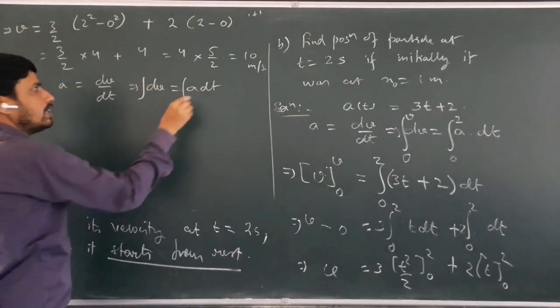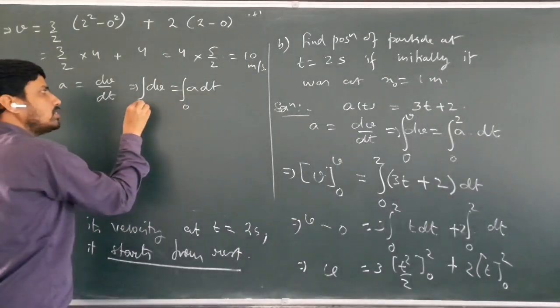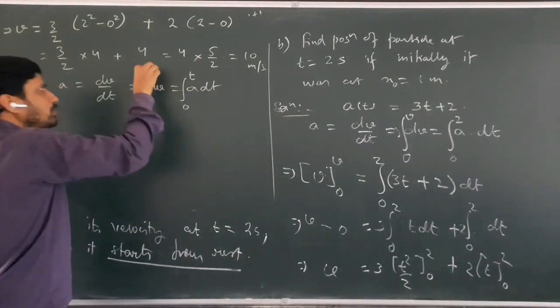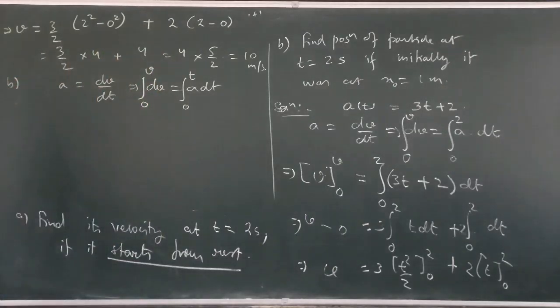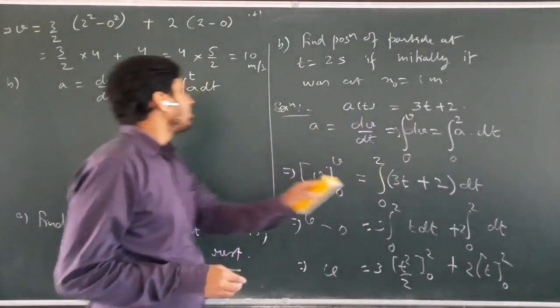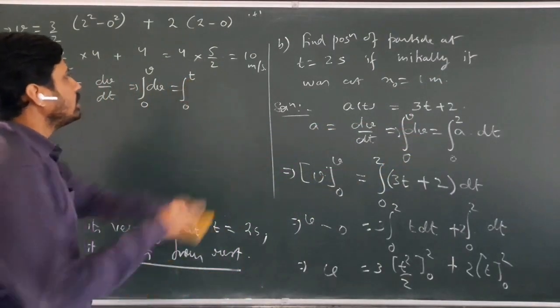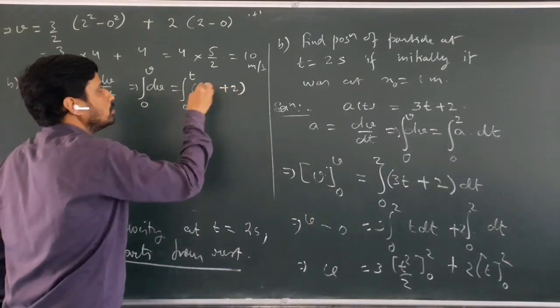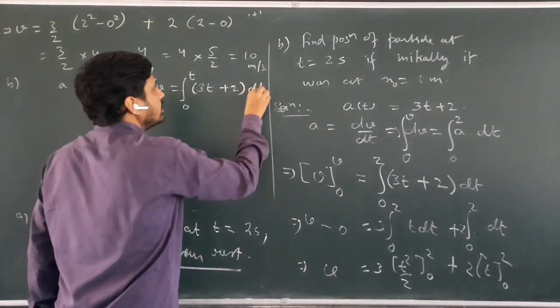We integrate it. When time is 0, velocity is also 0. When time is t, velocity will be v. General expression we will find first. So put the value of a. A is given how much? 3t plus 2. So instead of a, I will put 3t plus 2 times dt.